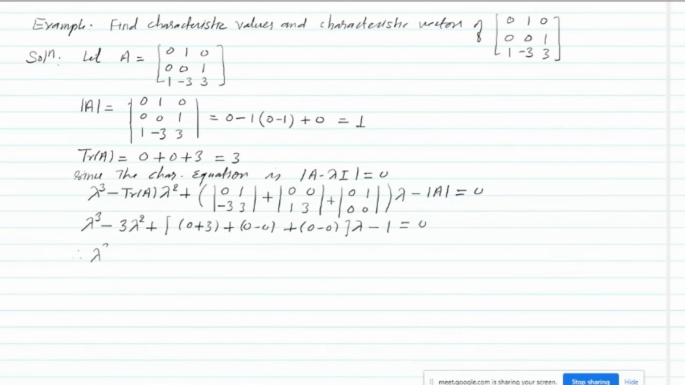Therefore, we have lambda cube minus 3 lambda square plus 3 lambda minus 1 is equal to 0. Now what do I have to do? We have to find the roots of this characteristic equation. For this, just pick the constant term and find the possible divisors of this. So the constant term is what? 1. Possible divisor of 1 is what?